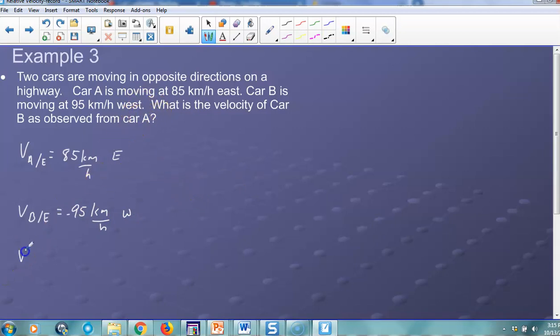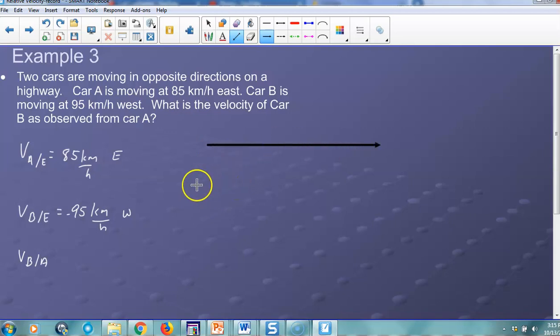What's the velocity of B relative to A? Okay, so let's sketch some vectors first. We've got velocity of A relative to Earth, call that 85 kilometers per hour, and we've got B relative to Earth at negative 95 kilometers per hour, so a little bit longer. And we're interested in the velocity of B relative to A.